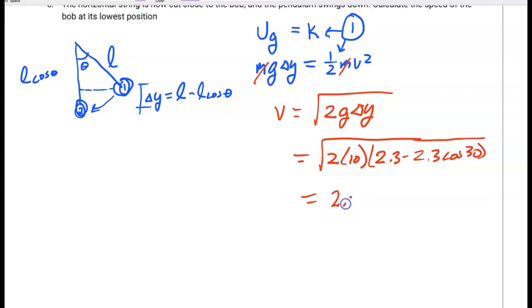Yeah, about 2.48 meters per second. And is that a tangential speed? Is it tangent to the curve of the circle? Yes. Yep, because it's circular motion. Good. So that is how you do this question.